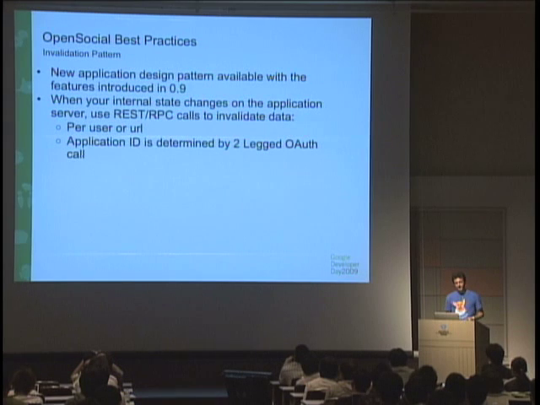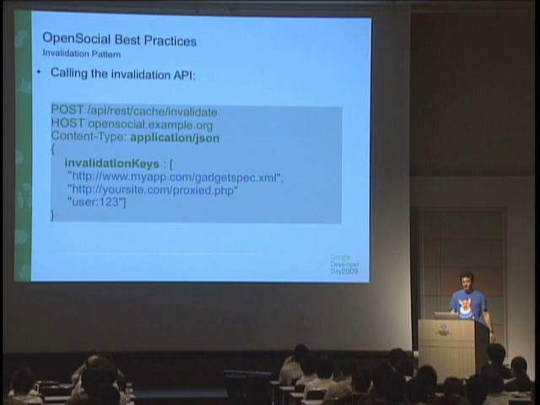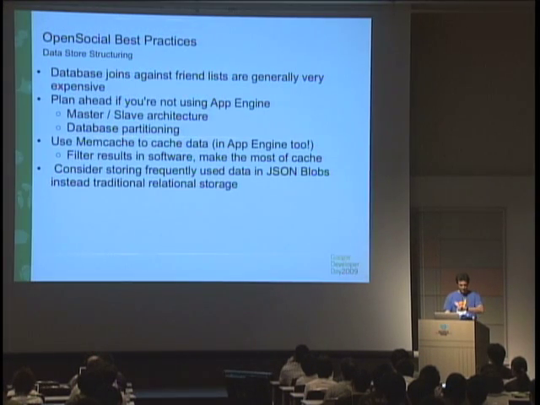Another aspect is the invalidation pattern. When the state changes on the application server, you can make some REST calls from your server side to invalidate some application data per user or URL. So this looks like this. Here I'm going to make a call to API REST cache. The server to which I'm making the call may be sandbox.orkut.com or sandbox.mixi.com/API REST cache invalidate. And here are the invalidation keys I'm using there. I'm going to accelerate because time is flying.